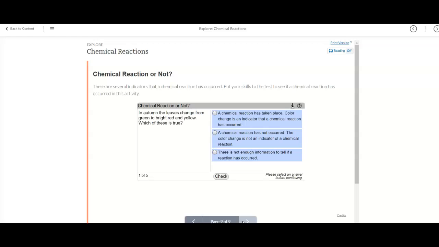All right, as we get to the last slide here, this is a great system check to make sure you understand: is it a chemical reaction or not? So these are very good practice.